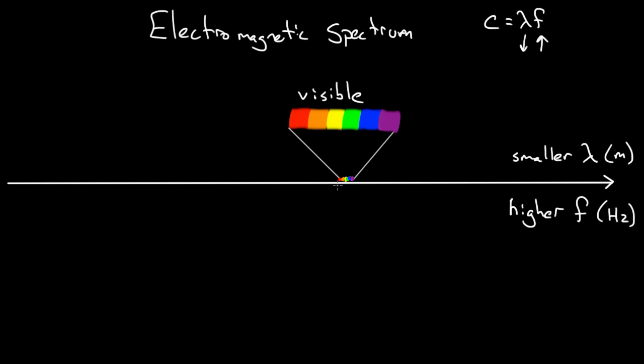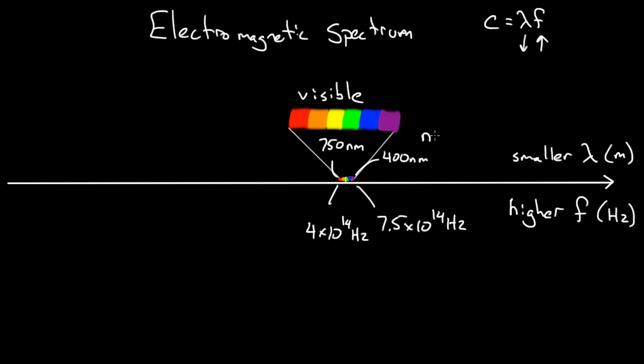Red is, if I ask you what frequency that is, around 4 times 10 to the 14th hertz. And violet would be around 7.5 times 10 to the 14th hertz. Or if you wanted to talk about wavelength, red would be around 750 nanometers, and violet would be around 400 nanometers, and by nano, we mean 10 to the negative 9th. Okay, but this is just a small region. You can have higher frequencies than violet, and what do we call those?